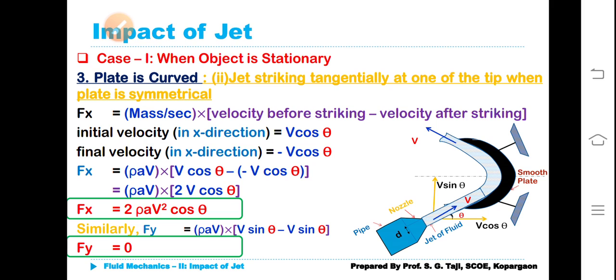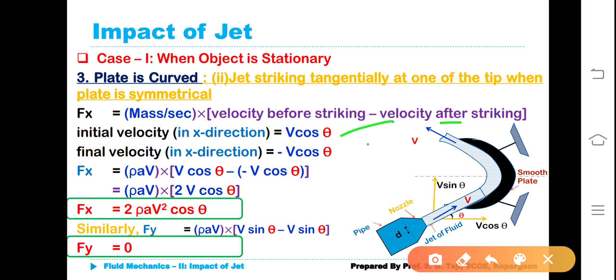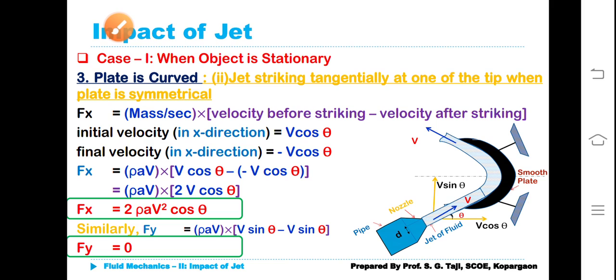Therefore, Fx is equal to mass per second multiplied by velocity before striking minus velocity after striking. These are all common. Initial velocity is v cos theta. Final velocity will be minus v cos theta because it will be in the opposite direction. Therefore, Fx is equal to rho a v multiplied by v cos theta minus of minus v cos theta. We get Fx is equal to 2 rho a v squared cos theta.